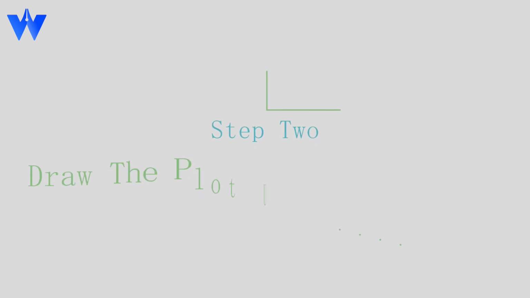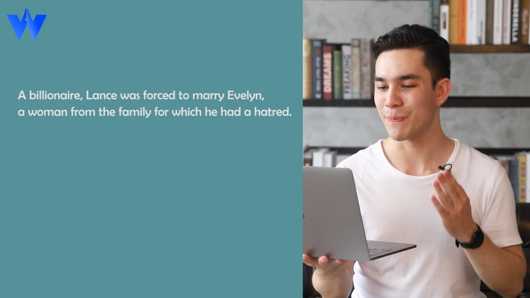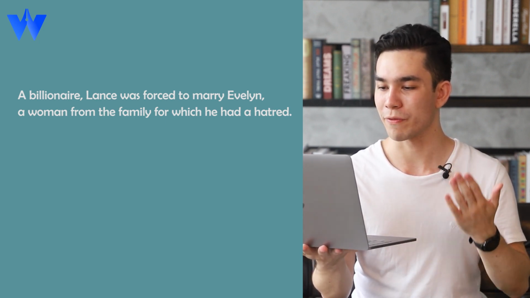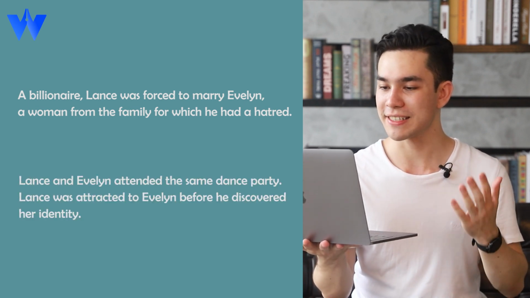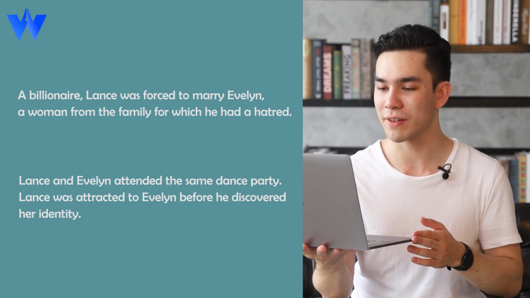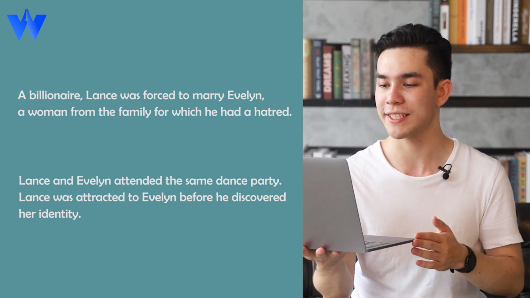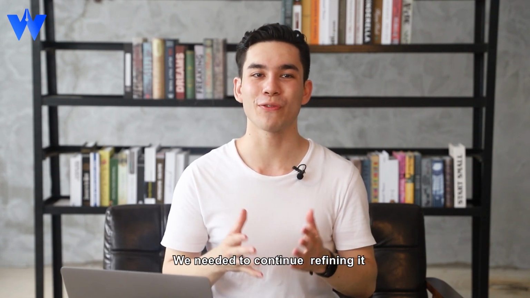Then, let's try to draw the plot using the ideas. A billionaire, Lance, yeah, we give them names, was forced to marry Evelyn, a woman from the family for which he had a hatred. Lance and Evelyn attended the same dance party. Lance was attracted to Evelyn before he discovered her identity. But this does not look like an outline yet. We need to continue refining it.